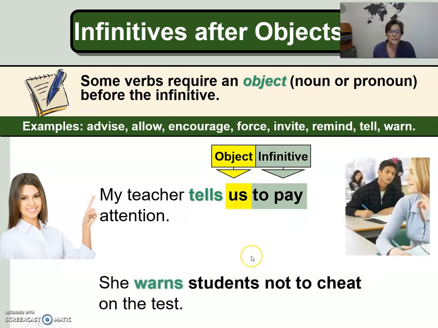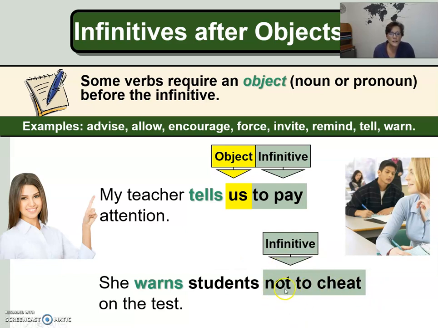Here's another one. She warns students not to cheat. Here we have a negative infinitive. Notice that the not comes before the infinitive. Students, in this case, is the object.